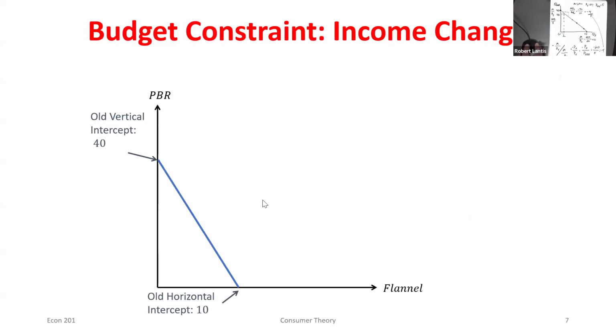Excuse me. Where I've got an increase in income. Okay. So if my income goes from $200 to $300, right? If I'm only buying PBR, can I buy more or less than I was before? Well, the price hasn't changed. If I have more income, I should be able to buy more. Well, what if I'm only buying the x-axis good, flannel shirts? Well, I have more money, price is the same, I can now buy more.